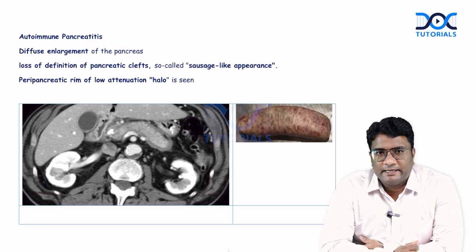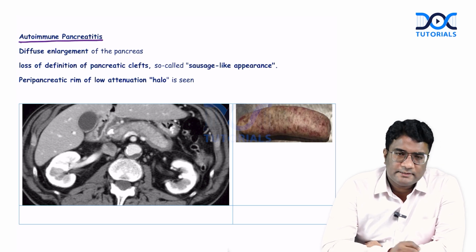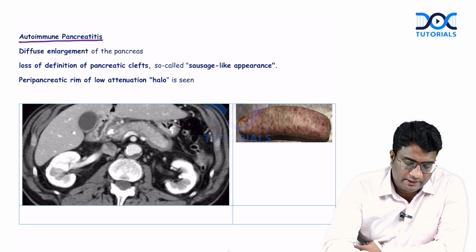The next topic we'll study is autoimmune pancreatitis. Now talking about autoimmune pancreatitis, this is an IgG4 related condition.